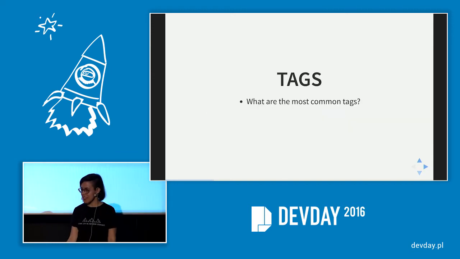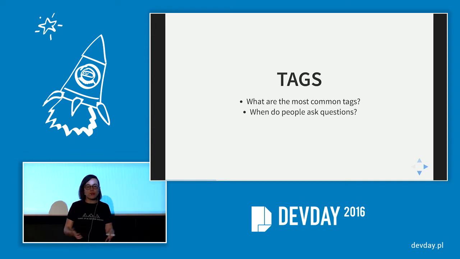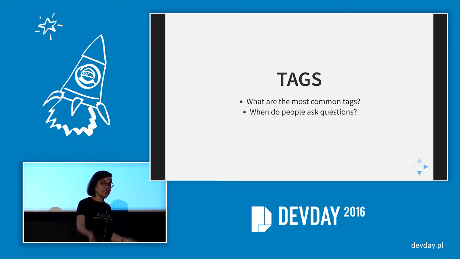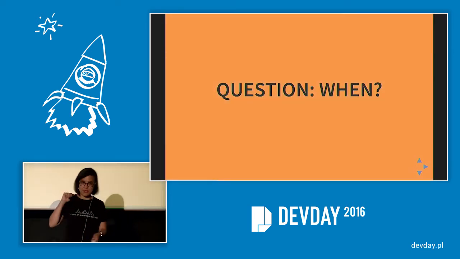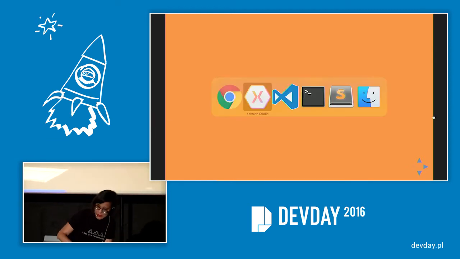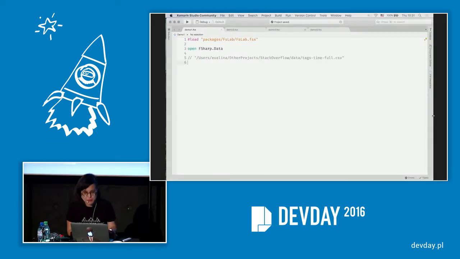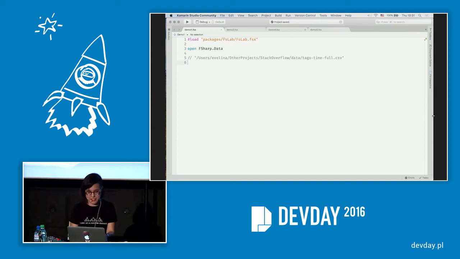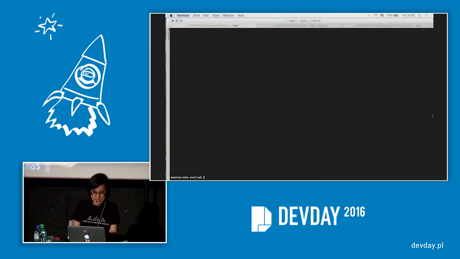So I decided to look at when do people actually ask questions. And you can use this kind of information, for example, if you just want to build up your reputation, then you can check Stack Overflow at specific times. So the first question is when. And because I'm using F#, I'll be showing you some really nice features of F# for working with data.